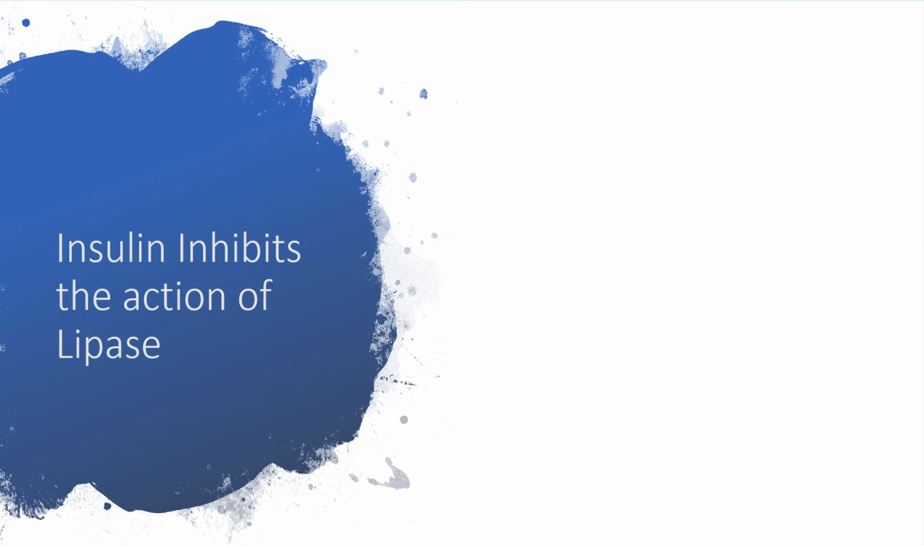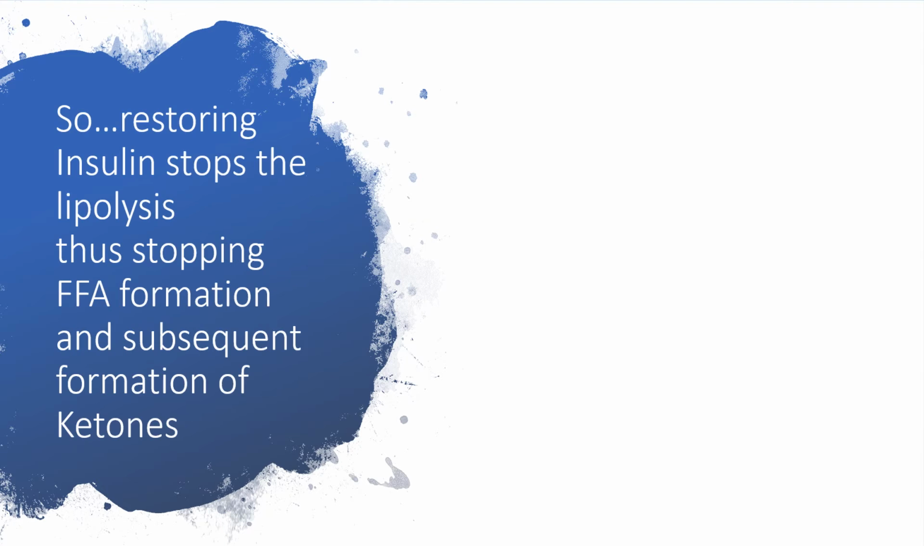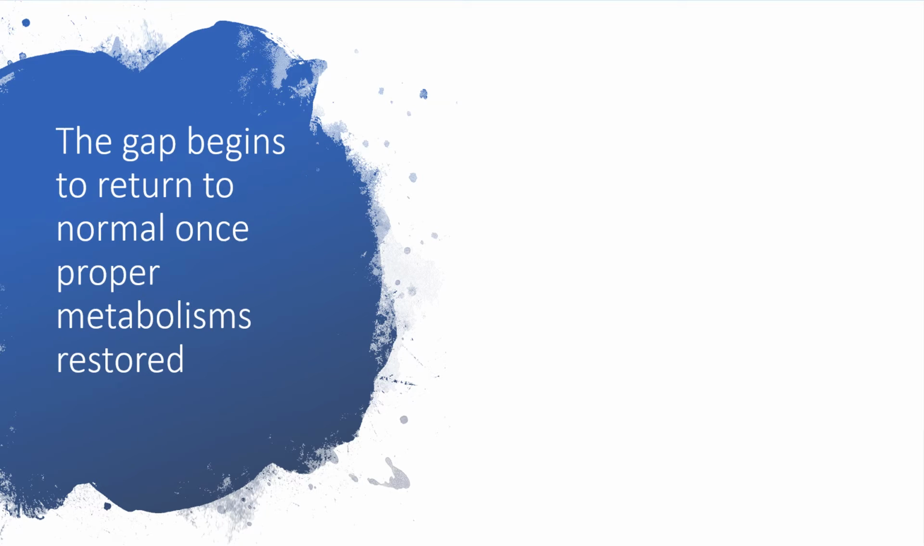Insulin inhibits the action of lipase. So once you start giving the patient back insulin, the lipase is once again inhibited as it's supposed to be, and then the formation of free fatty acids stops and the subsequent formation of ketones stops. And once you stop the formation of the free fatty acids, you start to return your gap back to normal because you have restored proper metabolism.